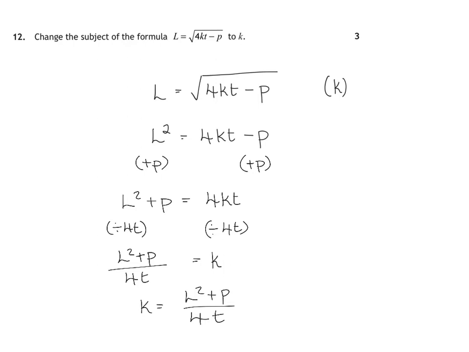Right, so for this question, worth 3 marks, your first mark is for knowing to square. So L squared equals 4kt minus p. Your second mark is for that line there, and your third mark is for that one there. So you get a mark for knowing to square both sides, for knowing to add p to both sides, and for doing it correctly, of course, and for then dividing and getting the answer when you divide by 4t. Question 13 coming up next.